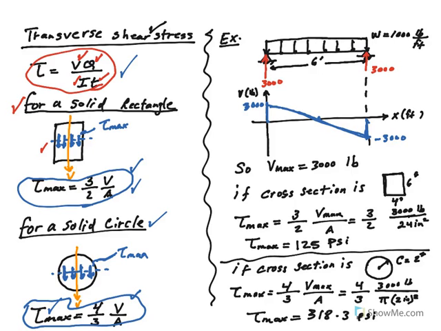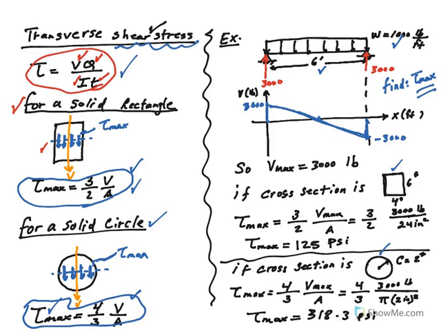All right, let me show you a quick example now. So I have a very simple beam here, a simply supported beam with a uniform load of 1,000 pounds per foot over 6 feet. And I actually want to have two cross sections, one solid rectangle and one, what if it was a solid circle, with the dimensions given. So our objective is to find tau max, the maximum transverse shear stress. That's what we're trying to find.